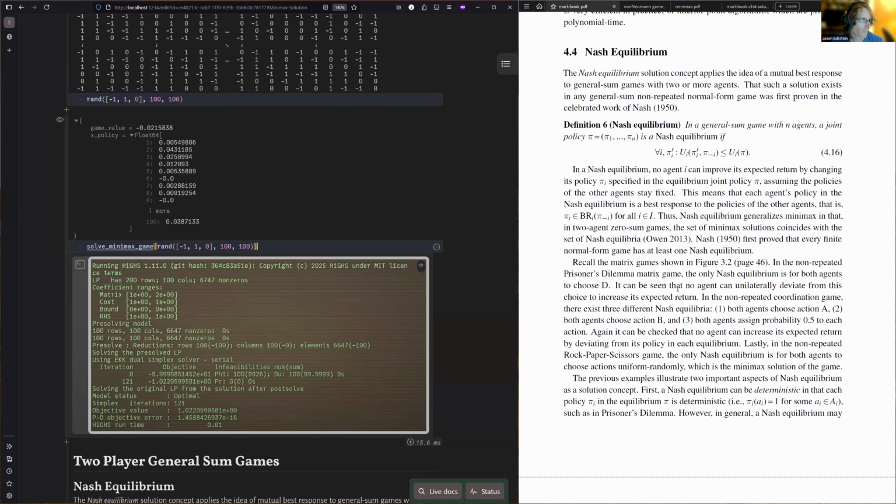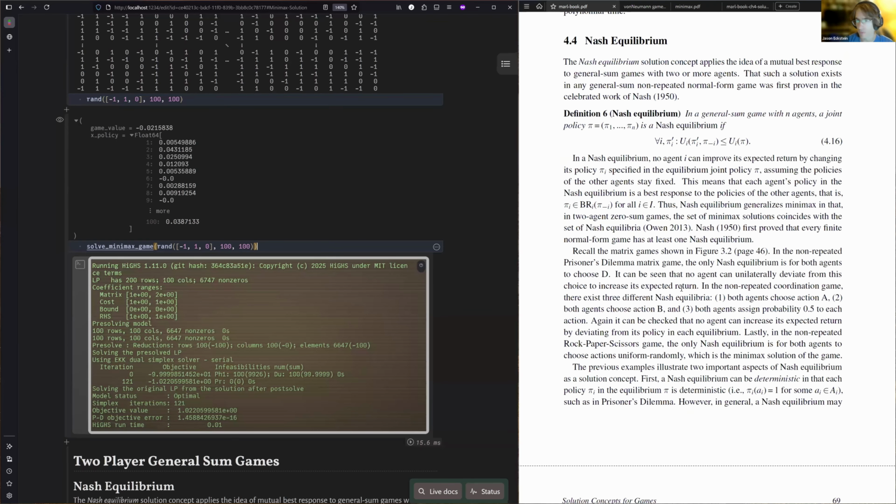Now, what occurs here and for the remainder of the chapter is looking at more complicated cases than the zero-sum game. The first of which is the general sum game, which introduces the Nash equilibrium. And again, kind of like the Minimax solution, the Nash equilibrium is defined as a joint policy where every policy is a best response to the other policies.